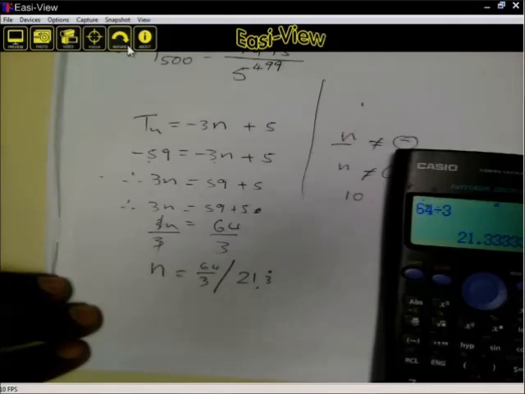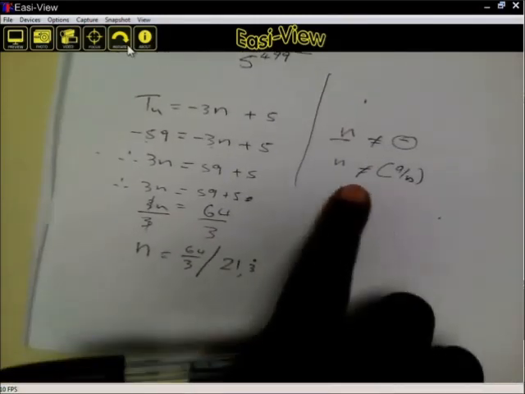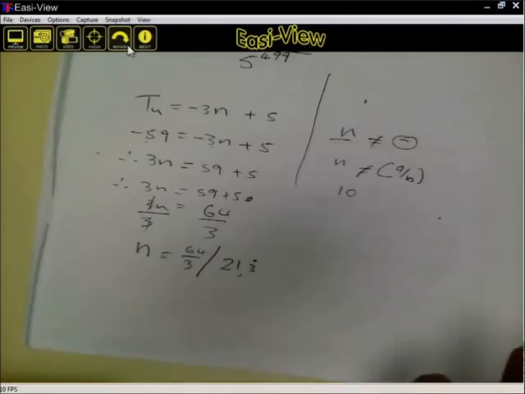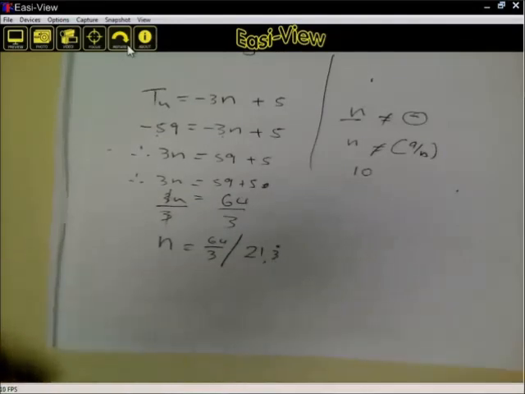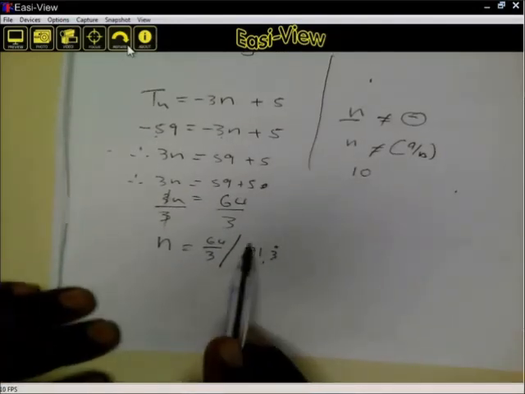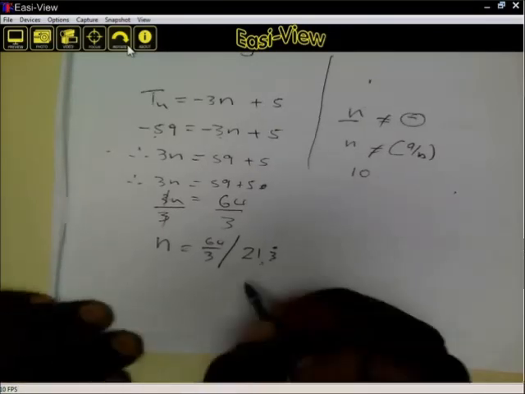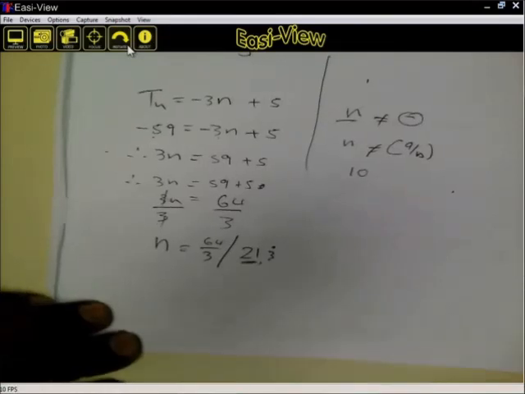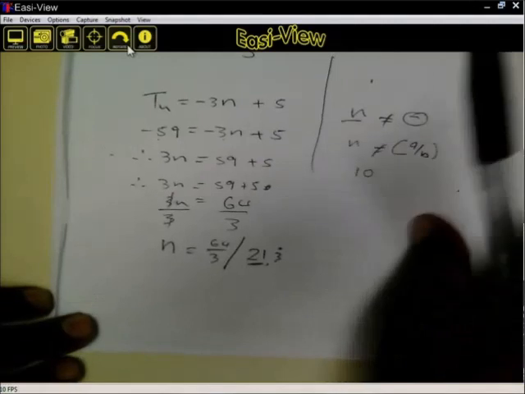21.3 recurring. But remember what I said then. The number of terms cannot be a fraction or cannot be a decimal. So we were just checking the position. Now, what we are going to do, because we're looking for the first value that is going to be less than negative 59, we are going to check first with the whole number 21. Substitute with it in the given general term.